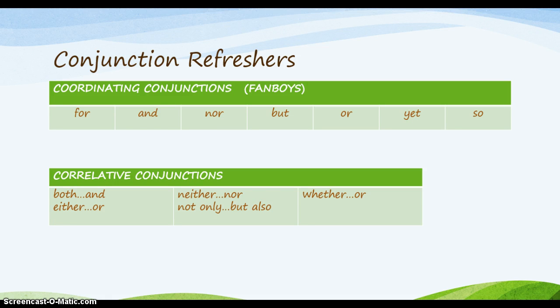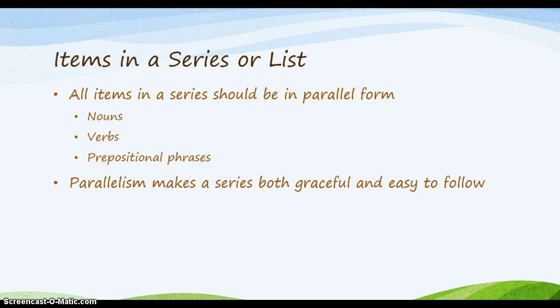Now, correlative conjunctions are a little bit harder to remember, but they're easy to spot because they come in two parts. Here's some examples. Both, and; either, or; neither, nor; not only, but also; and whether, or. Those are called correlative conjunctions, and you often see those in parallel structure. So let's go on to talk about times when you would want to use parallel structure.